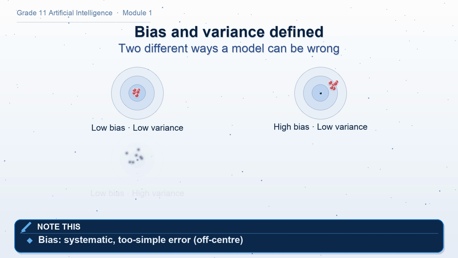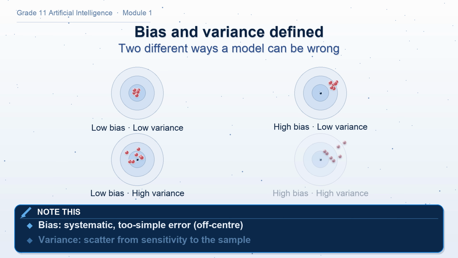Variance is sensitivity to the particular training sample. A high variance model changes wildly when the data changes, so its shots scatter widely. The top left board is what we want: low bias and low variance, tightly clustered on the truth. Most real models trade one against the other, and our job is to balance them.